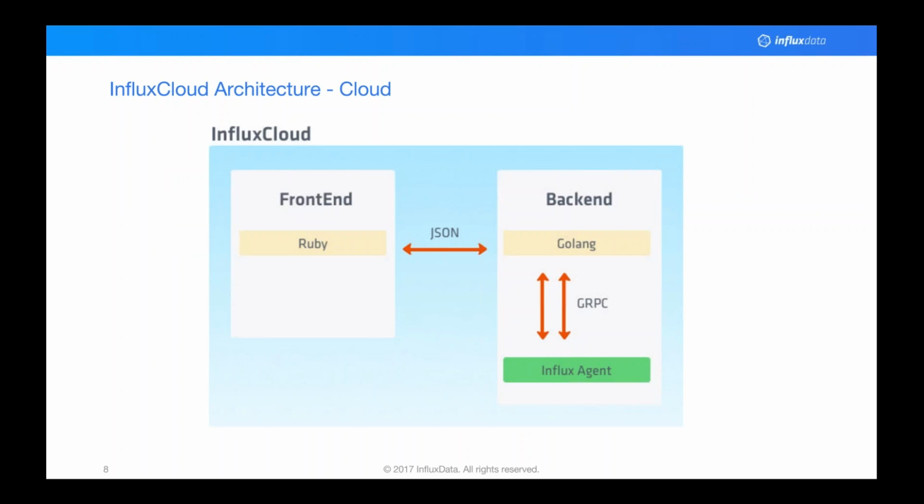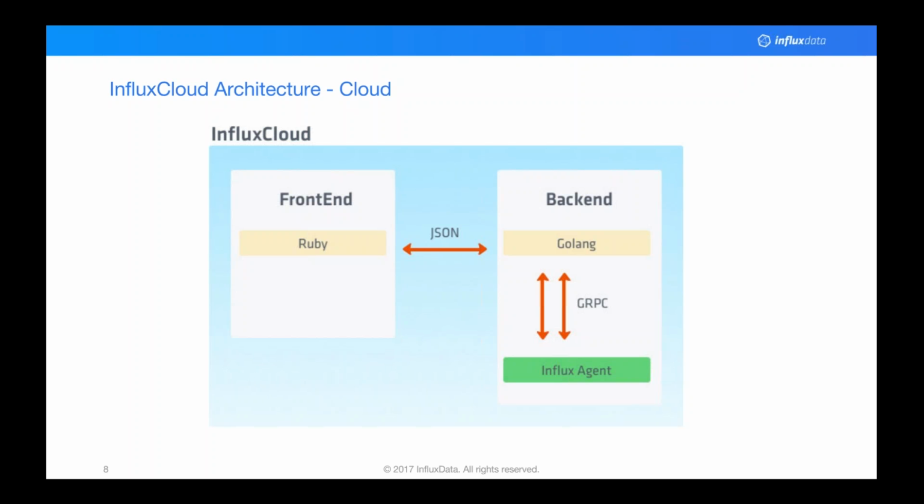This is another corner of the InfluxCloud architecture. InfluxCloud is split into different services. We have a front end that is in Ruby. We have a back end in Go, and we have an Influx agent that is also in Go. The new version of the front end will be in JavaScript, but at the moment it's in Ruby. We are communicating with the backend via JSON API. We are using Swagger to build the interface between the backend and the front end. And for the internal communication between the backend and the Influx agent, we are using gRPC, that is a binary protocol provided by Google that is now hosted by the Cloud Native Foundation.